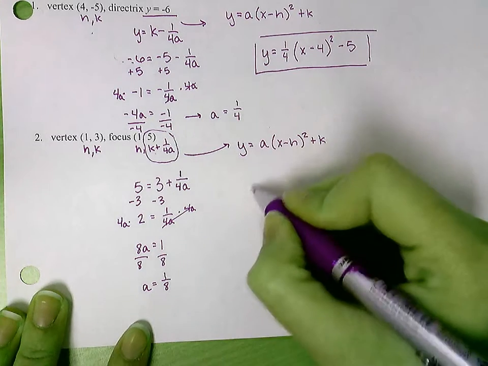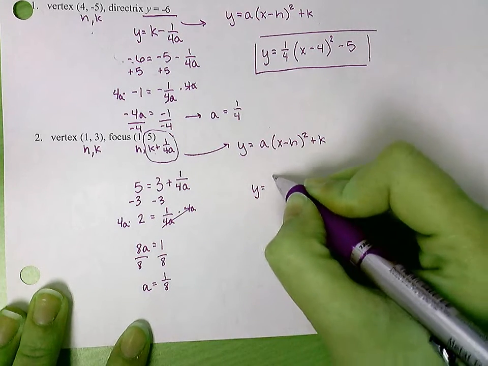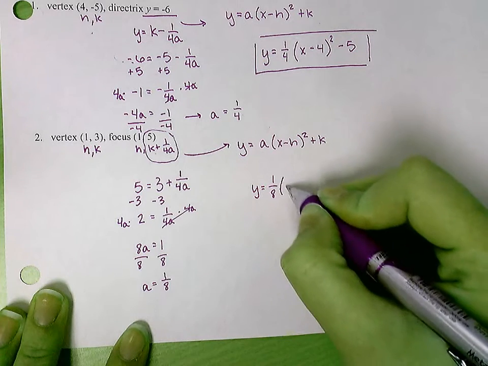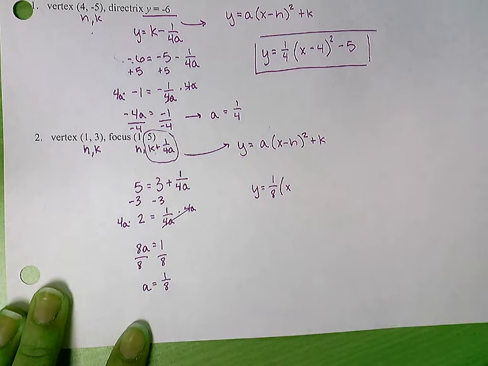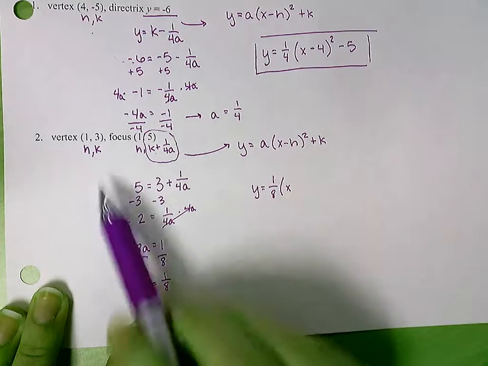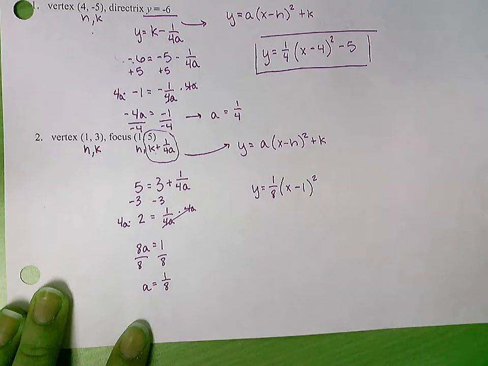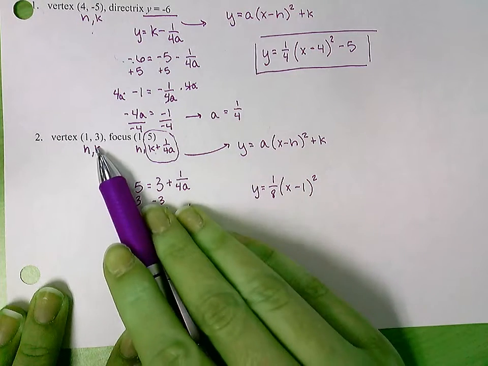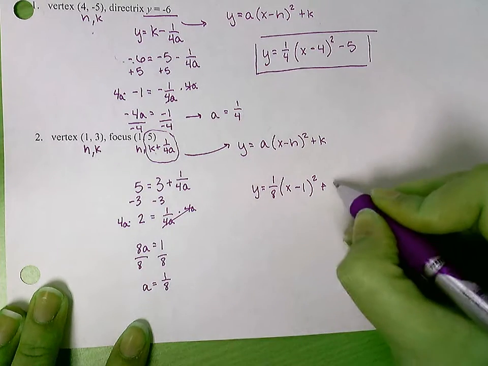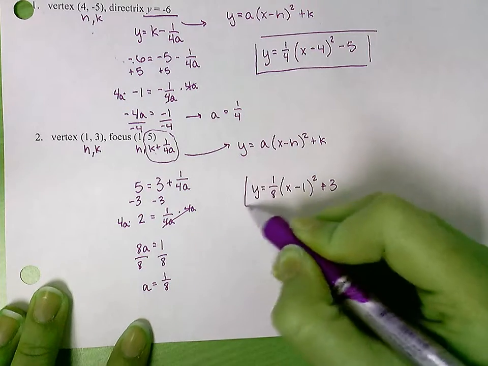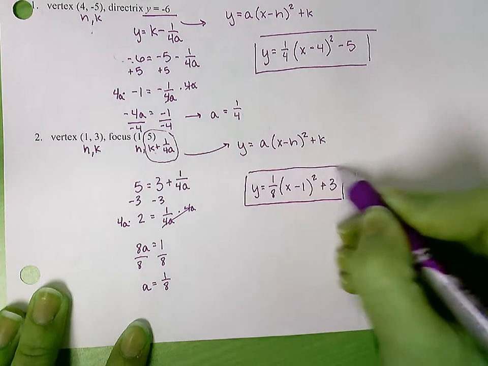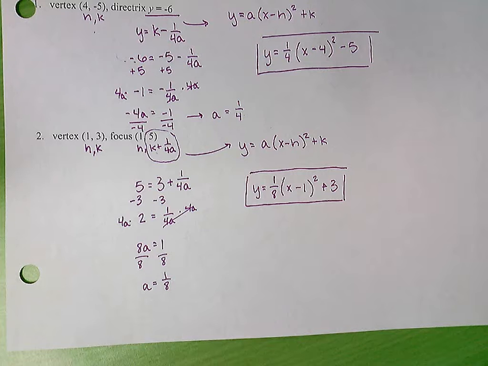Okay, so now that I have a, h, and k, I can plug all of those into my formula here. So I have y equals 1/8 times x minus h, h is 1, that's squared, and then plus k, k is 3. Okay, questions on number 2?